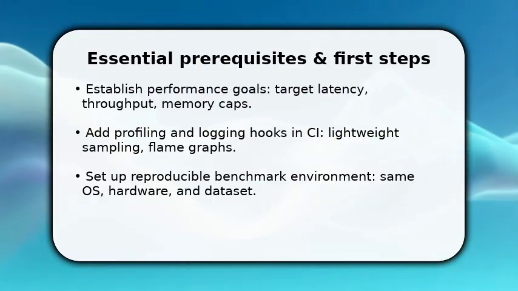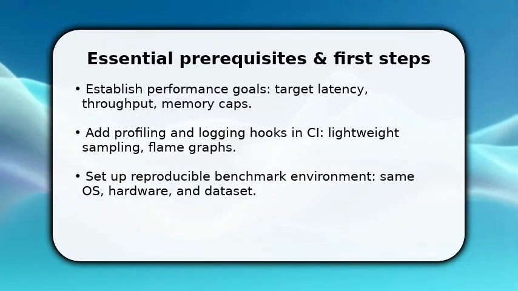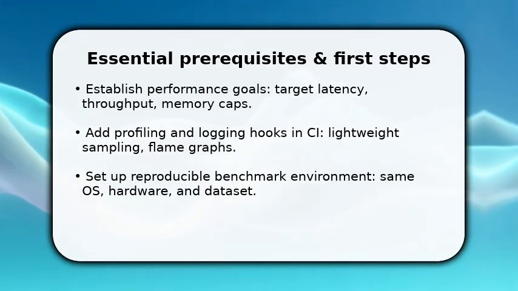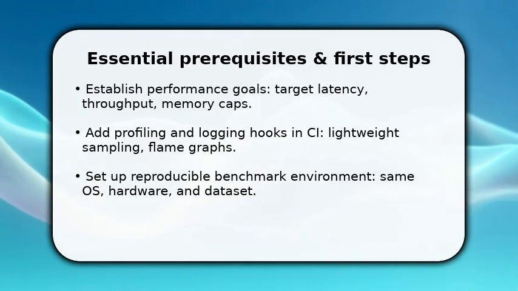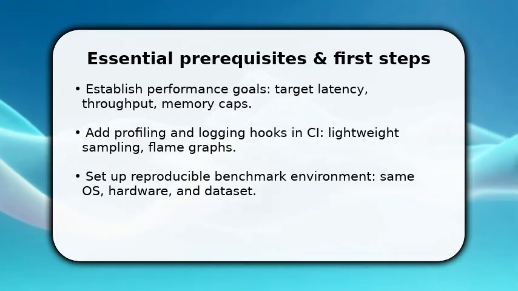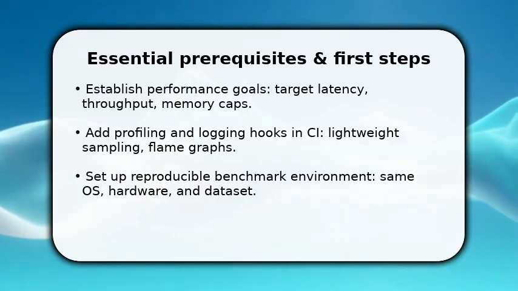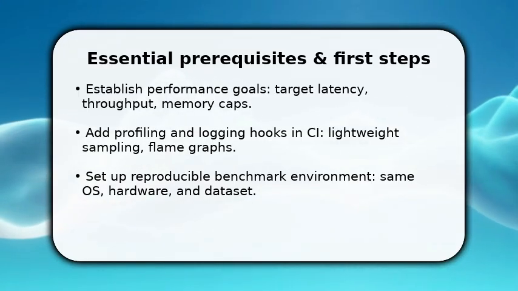You start by defining measurable goals, target latency, throughput, and memory caps so you know when you're done. Once that's clear, add lightweight profiling and structured logging into your CI pipeline so you capture hotspots early. Make sure to create a reproducible benchmark environment, identical OS, hardware, and dataset, because inconsistent testbeds produce useless results.